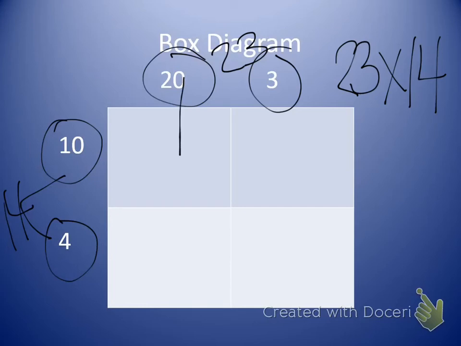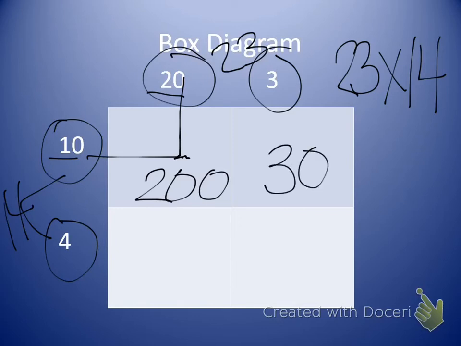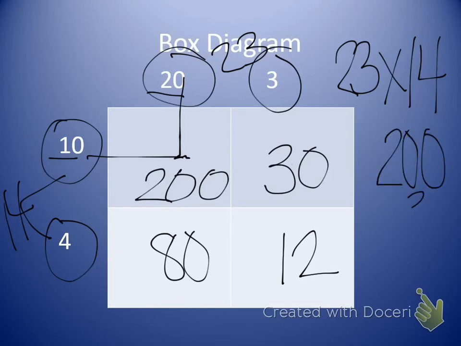So 20 and 10 meet right here. So in this box, I would do my 2 times my 1 gives me 2 with 2 zeros. In this next box, I have my 3 times my 10 giving me 30. In this box, I have my 20 times my 4 giving me 80. In this last box, I have my 3 times my 4 giving me 12. So remember, again, these are all partial products. With partial products, it's very important for me to add them all back together.